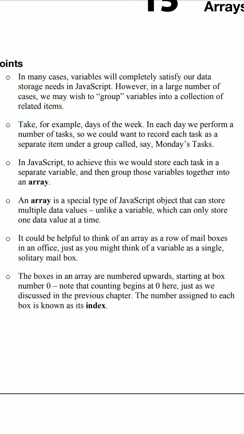As you know, an array is a special type of JavaScript object that can store multiple data values, unlike a variable which can only store one data value at a time. It could be helpful to think of an array as a row of mailboxes in an office, just as you might think of a variable as a single solitary mailbox. The boxes in an array are numbered upward, starting at box number 0. Note that counting begins at 0 here. Just as we discussed in the previous chapter, the number assigned to each box is known as its index.